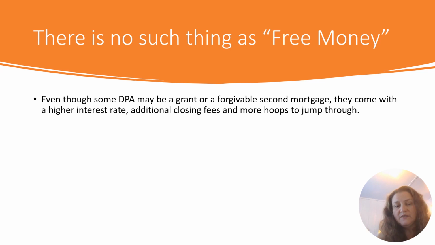One thing about the closing costs is if it's a second mortgage, you will actually have to pay the title fees on 2 mortgages. So there will be some extra closing cost even though you have down payment assistance. So really, there's no such thing as free money.